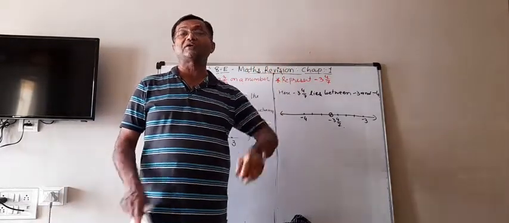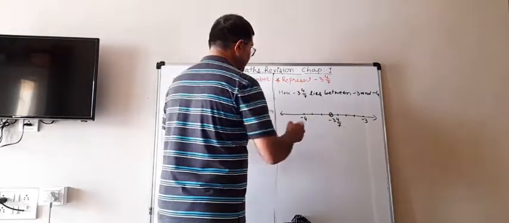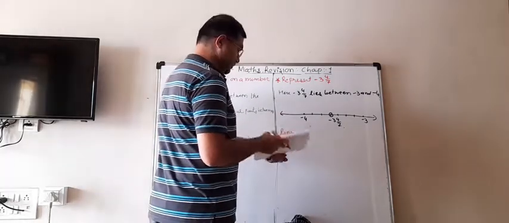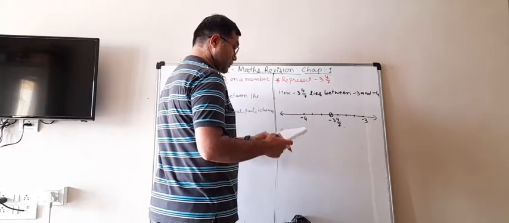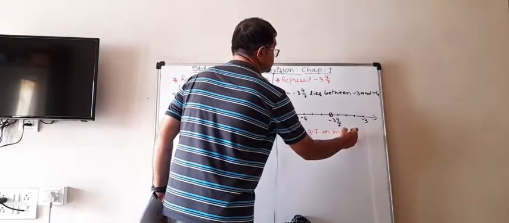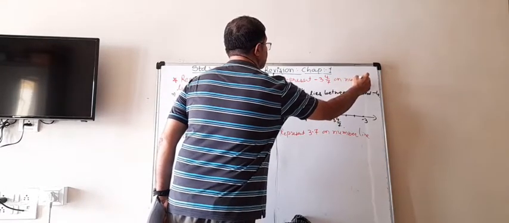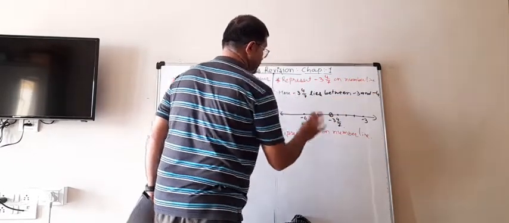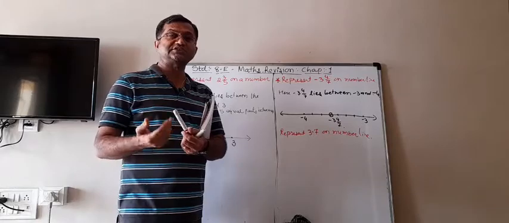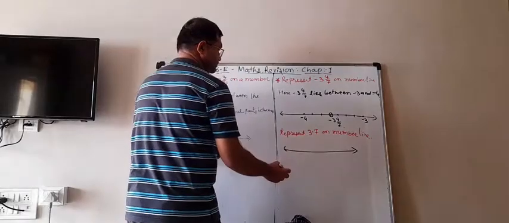Now we will take another example when there is a decimal number. So represent, we can take, like, 3.7 on the number line. So when we represent here also, we need not start from 0, because 3.7 means it is between 3 and 4. So we have to draw like that.